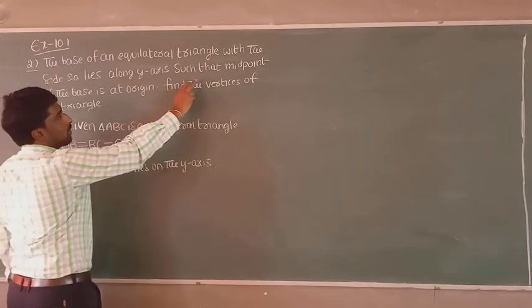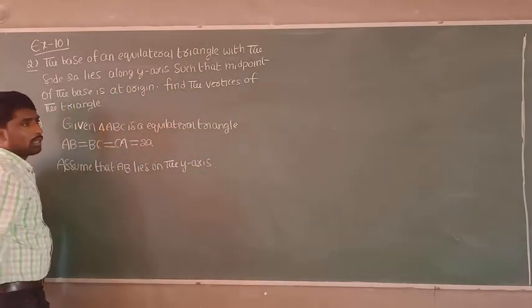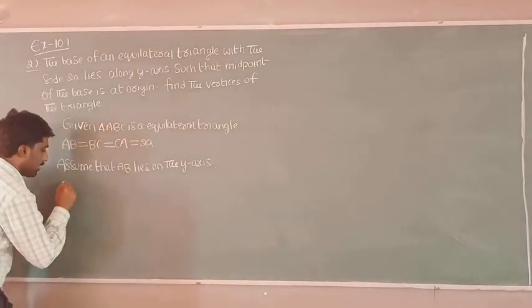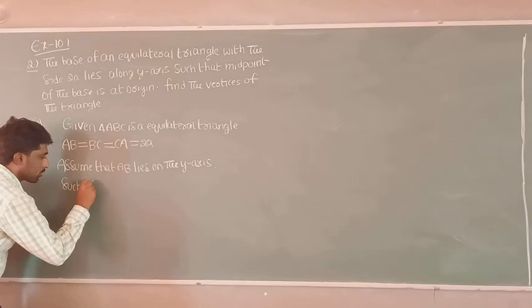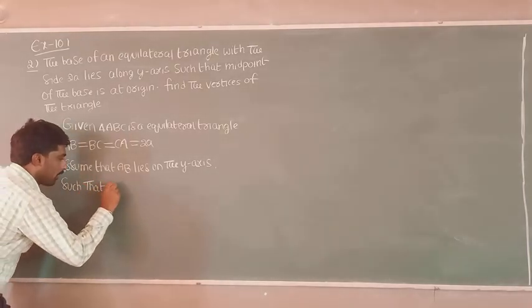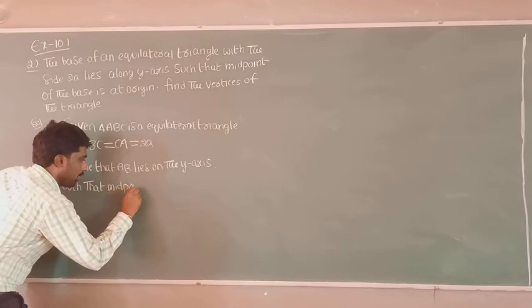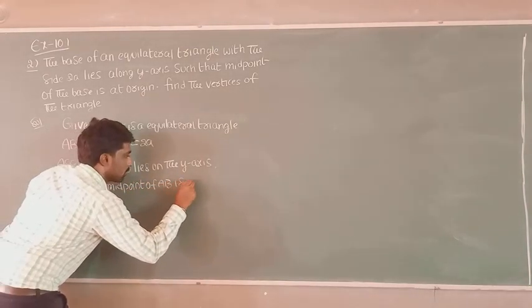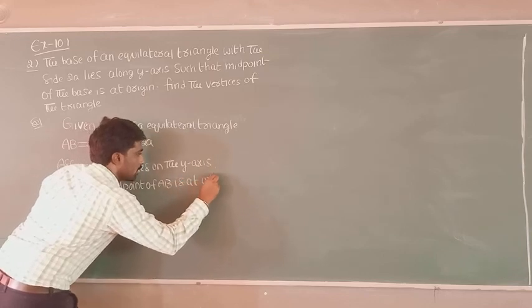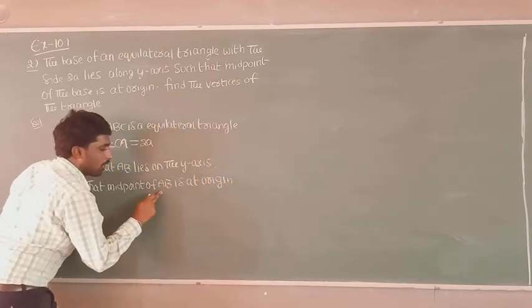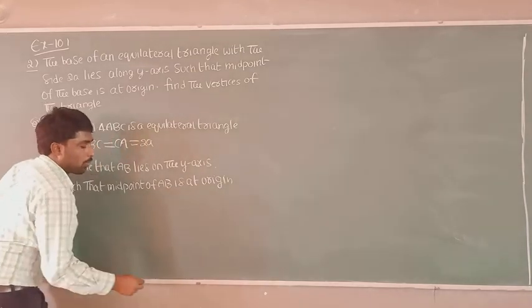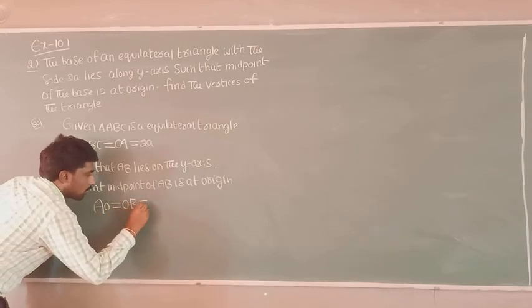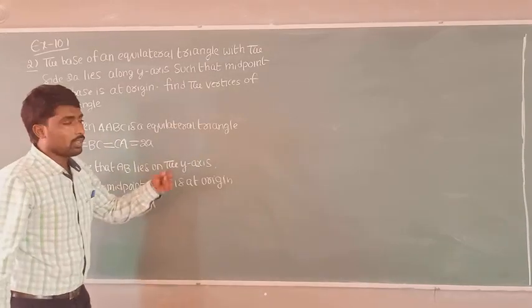The midpoint of the base is at origin. So the midpoint of AB is at origin. Write it here: such that midpoint of AB is at origin. So the length of AB is 2a. If O is the midpoint, then the length of AO, which is equal to OB, equals a. I will show you the diagrammatical way.